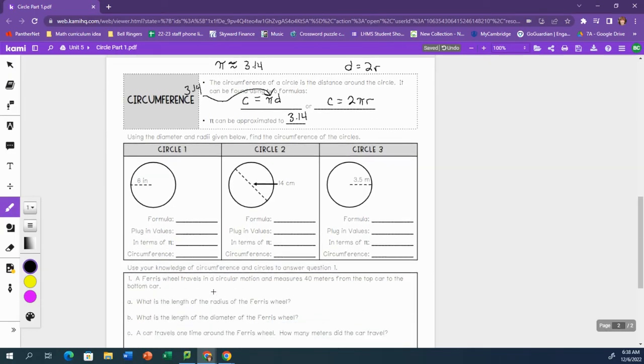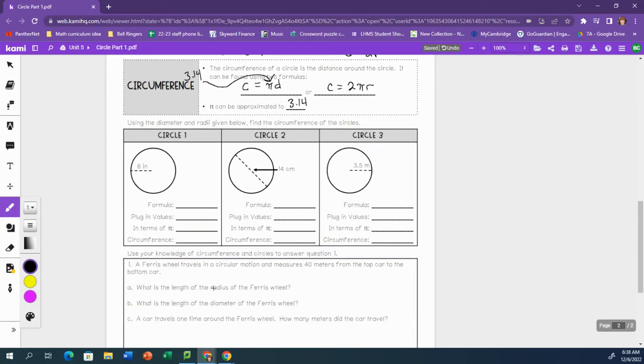So let's look at circle number 1. The formula, if we remember this formula, is C, circumference, equals, well, you could use 2 pi r, or you could use pi times diameter. Okay, you can choose which one you want to use.